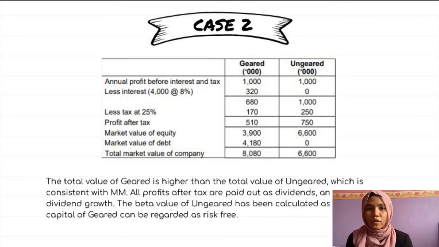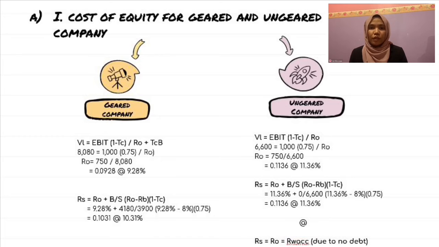The total value of geared is higher than the total value of ungeared, which is consistent with the theory. All profits after tax are paid out as dividends, and so there is no dividend growth. The beta value of ungeared has been calculated as 1.0. The debt capital of geared can be regarded as risk-free. First of all, we need to calculate the cost of equity to the equity holders in the geared company.